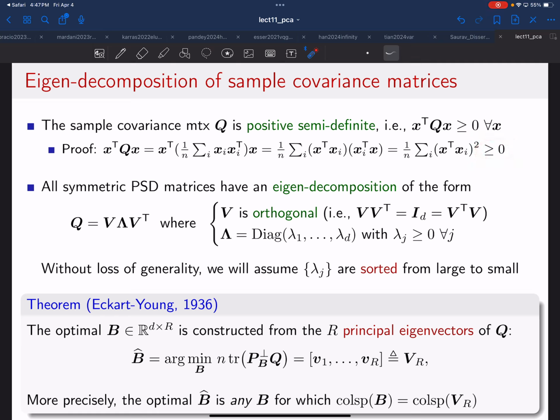Okay, so now, in addition to being symmetric, if I have a positive semi-definite matrix, then we have this very nice eigendecomposition of this form. It means you can take Q and write it as a matrix V times lambda times V transpose, where V is what's called an orthogonal matrix, and lambda is a diagonal matrix of eigenvalues that are guaranteed to be non-negative. So that non-negativity comes from that property. And the symmetry is what gives you basically these other properties.